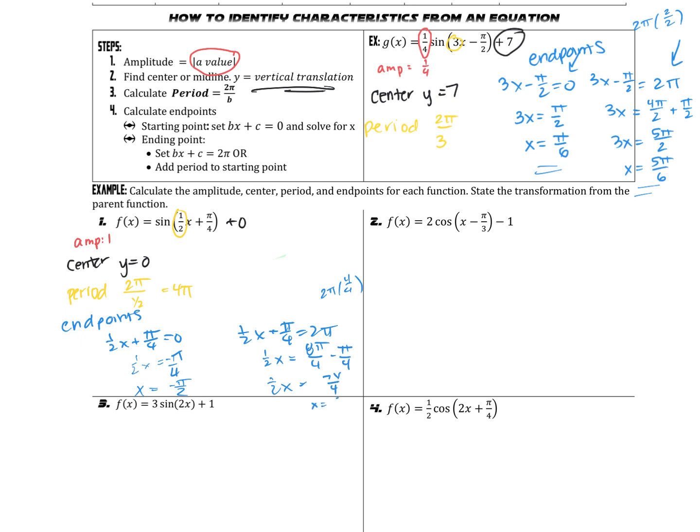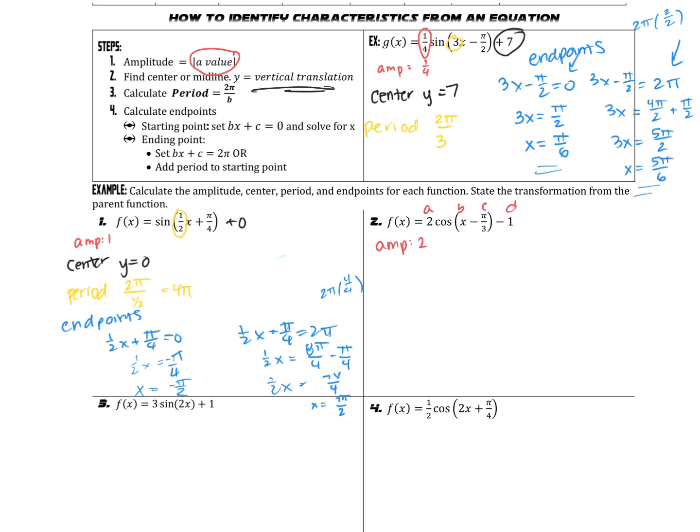That's going to give me 7 pi over 2. So let's go ahead and work through that process again on number 2. We're going to start with our amplitude. So if I identify my A, B, C, and D, which might be a helpful starting point for some of you, the absolute value of A is going to give me my amplitude, which is 2.